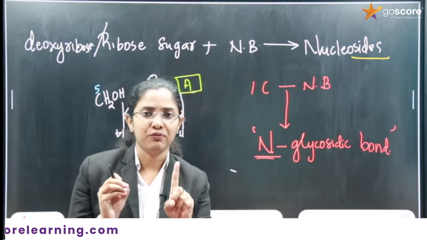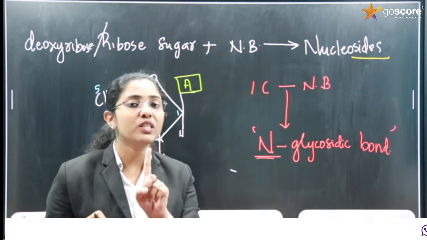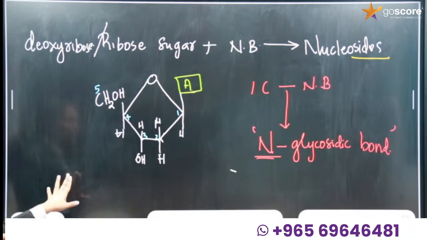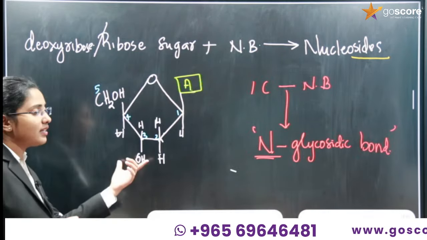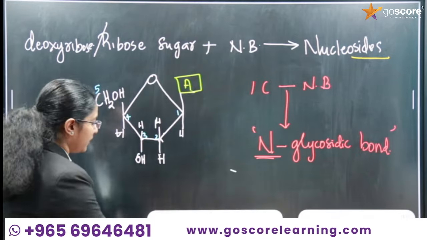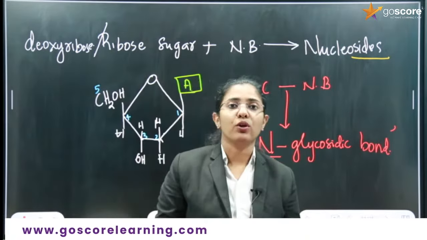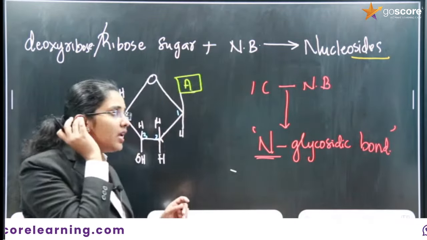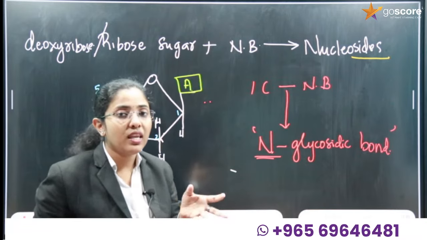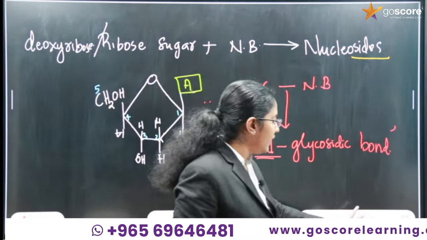Okay, first carbon is attached with the nitrogen bases. With which bond? It is N-glycosidic linkage. Okay, N-glycosidic linkage or N-glycosidic bond. Likewise, we can write every nitrogen base. If adenine is not present, and thymine is present, then it is known as another nucleoside. So different nucleosides can be present. If adenine is present, we will call it deoxyadenosine. If thymine is present, we will call it deoxythymidine.